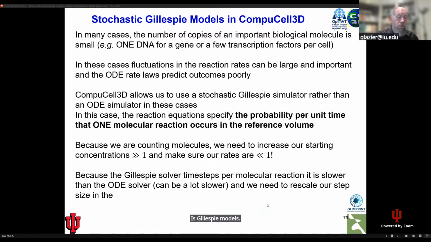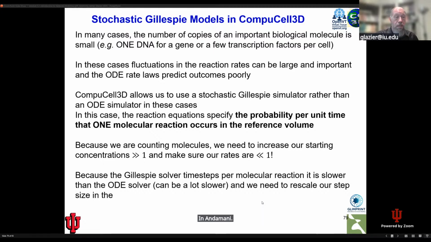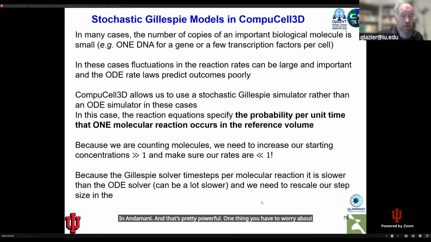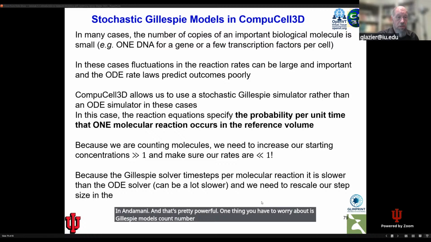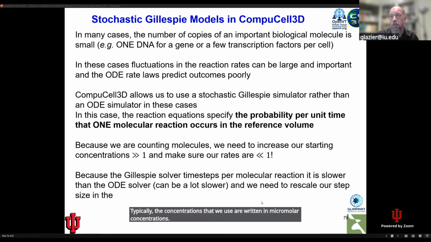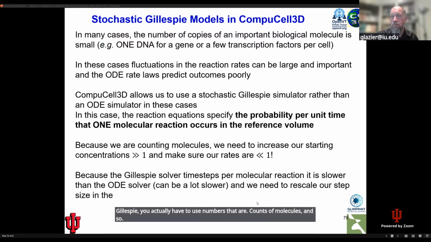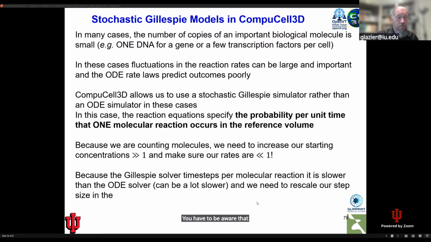As I mentioned, you can use stochastic solvers instead of deterministic solvers in Antimony. That's pretty powerful. One thing you have to worry about is that Gillespie models count the number of molecules. Typically, the concentrations we use are written in micromolar. In Gillespie, you actually have to use numbers that are counts of molecules, so you have to be aware that there's a conversion factor there.